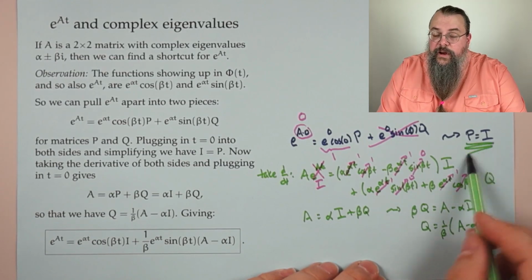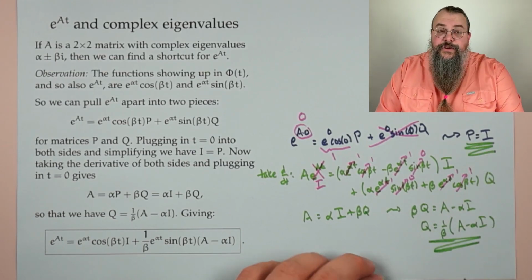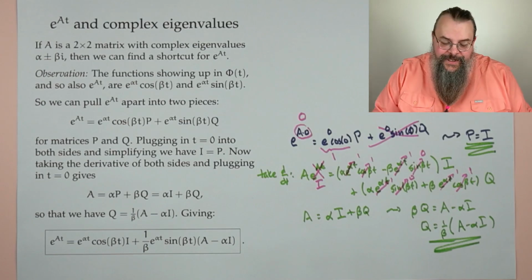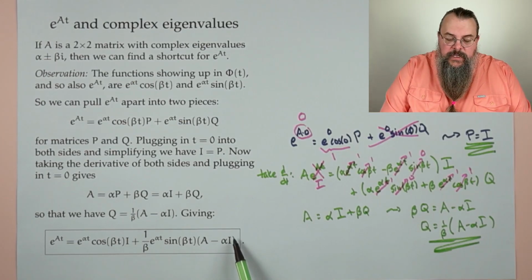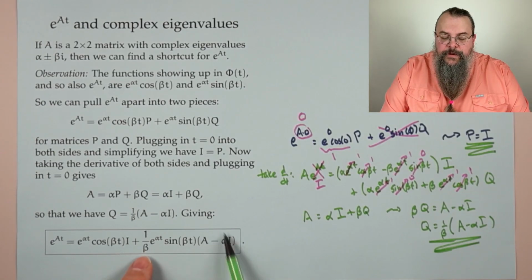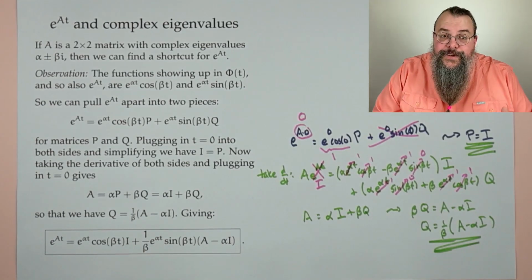So we found p, we found q, we found everything. So you plug it in. So you'll see here's p, and then you have q. Don't forget you also have that 1 over beta, and you're done.